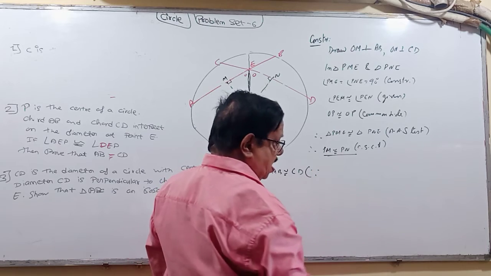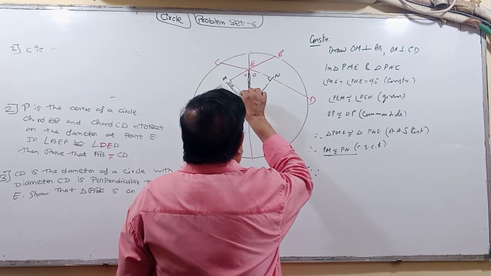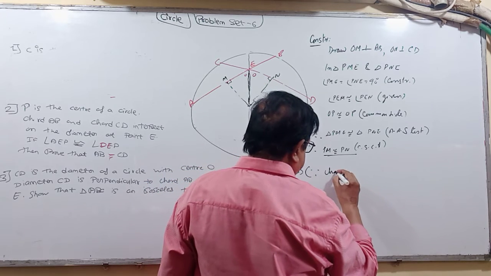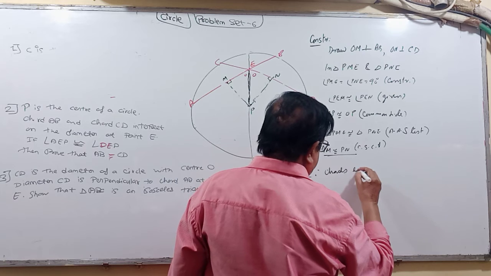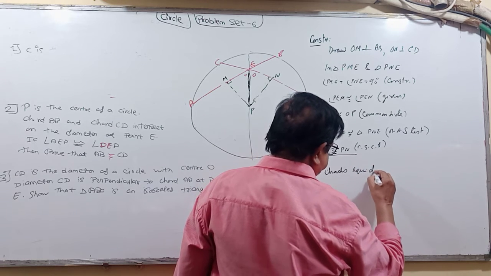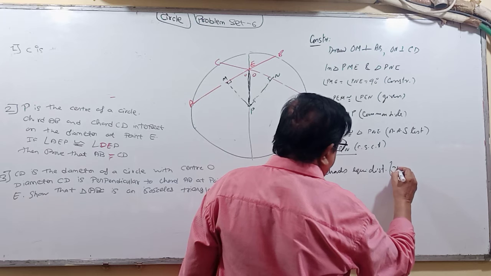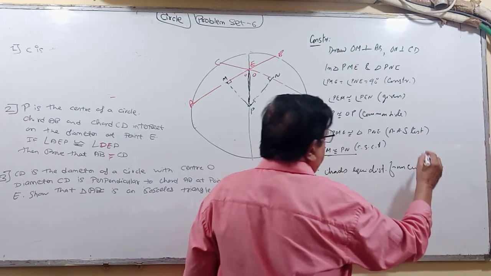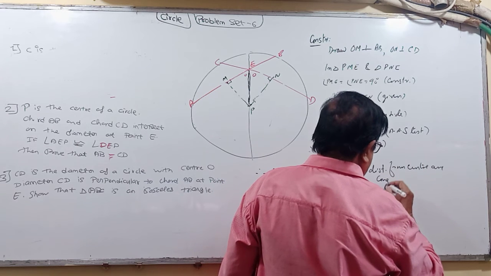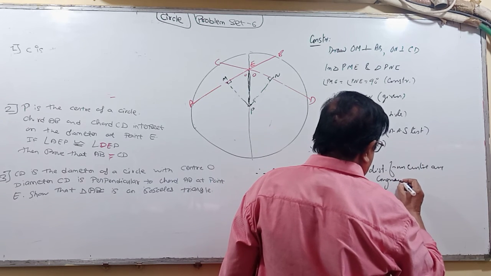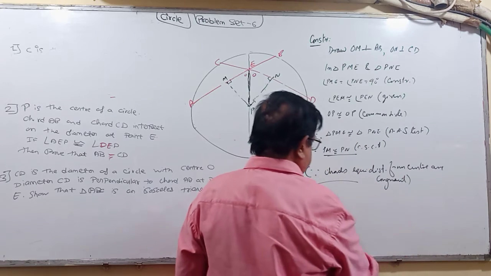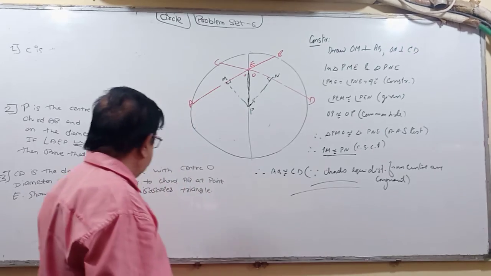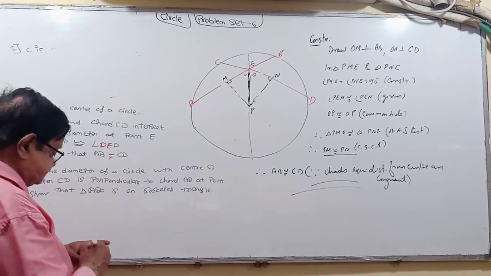The reason is there is a theorem: if the chords are equidistant from the center, chords are congruent. Chords equidistant from the center are congruent. Theorem. This is the answer. We got it. I hope you understood that. Now we will go to sum number 3.